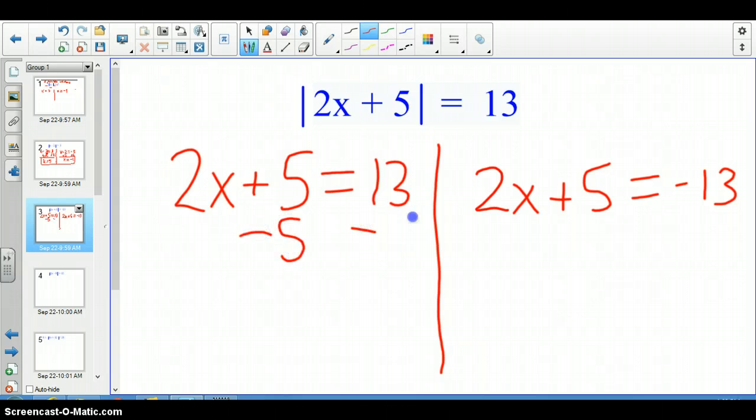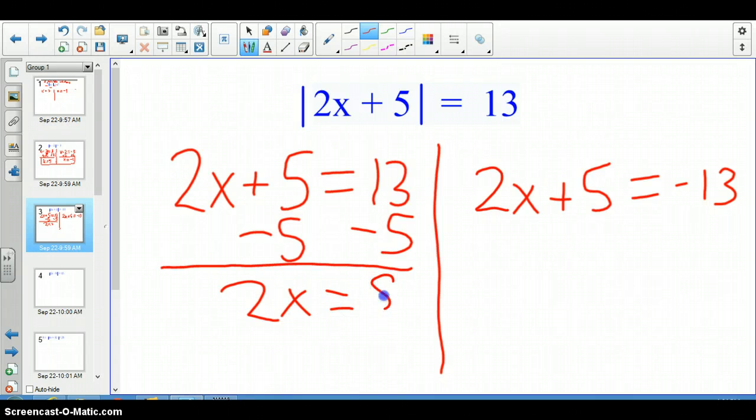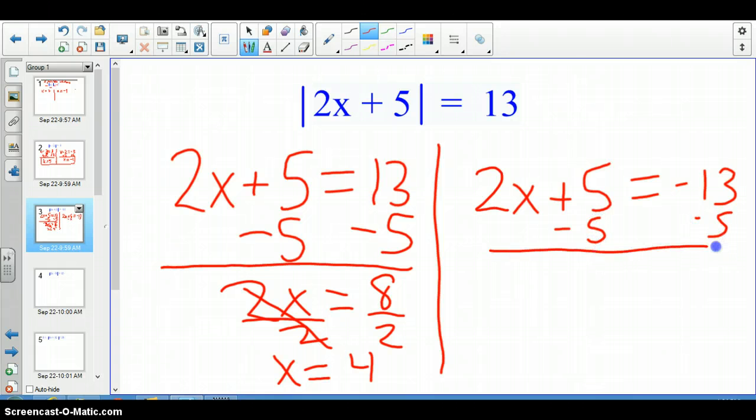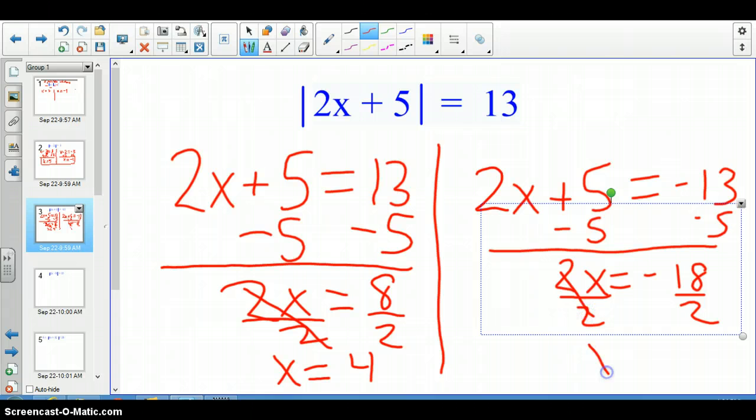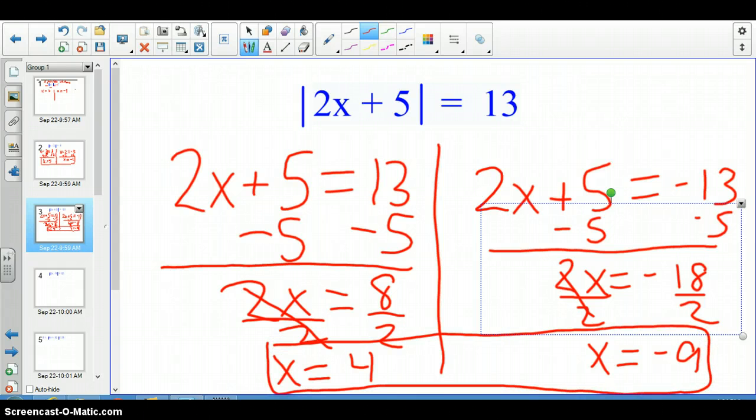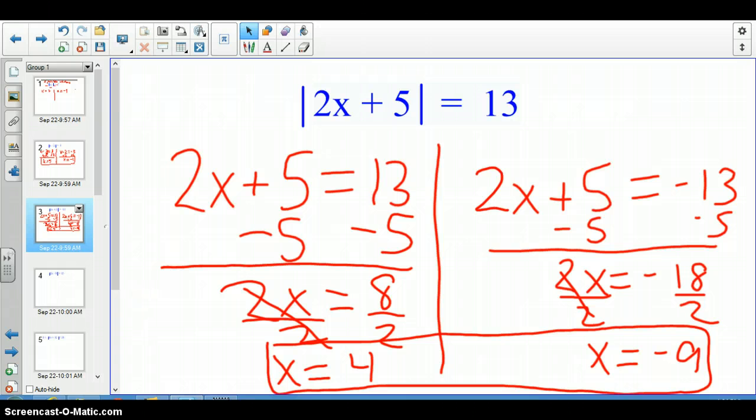So I'm going to subtract 5, and then divide by 2. So x equals 4. Then I'm just solving this other equation. x equals negative 9. There's my 2 possible solutions. We can double check these by plugging them into the calculator. I'm sorry, by plugging them into the original absolute value equation.